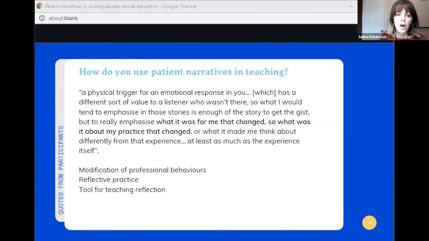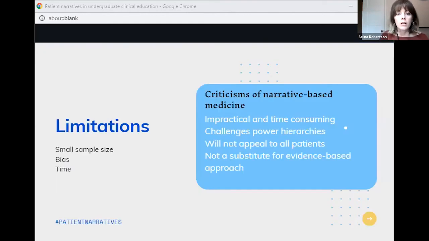Tonight, to start wrapping up now and think about some of the limitations of the study, the criticisms of a narrative approach, and again, I really welcome your opinions on that. So the obvious limitation was the small sample size, bias. I was the primary investigator and I was a medical student, speaking to participants who might at some point in my career teach me or who I might work with. So obviously there is some consideration there.